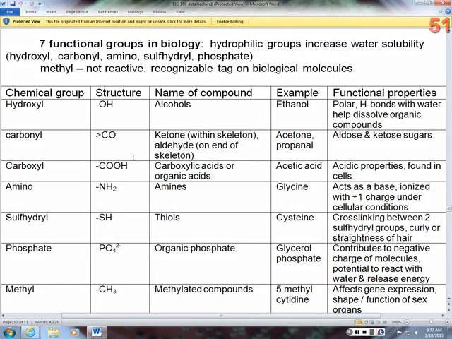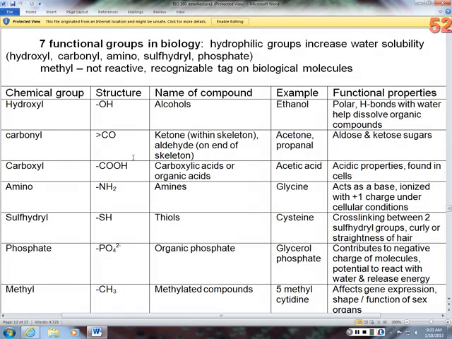The carbonyl, what that little arrow indicates on there is that kind of a bond in there. This is going to be your ketones when they're found within the carbon skeleton. So if it's still built into the rest of it, if it's on the end, we call it an aldehyde.